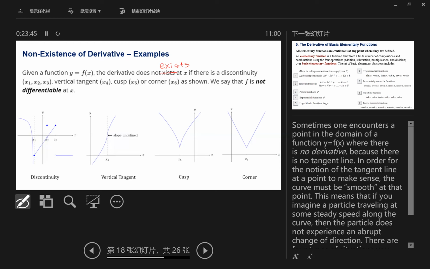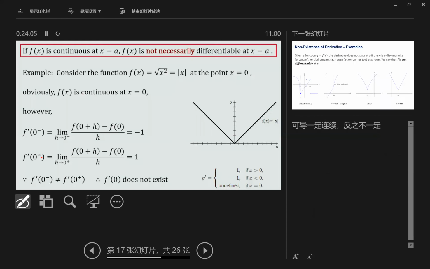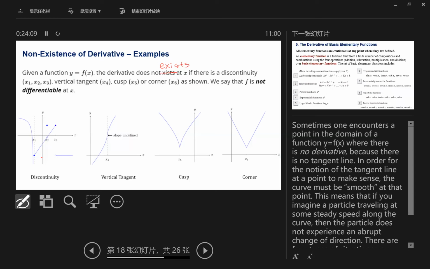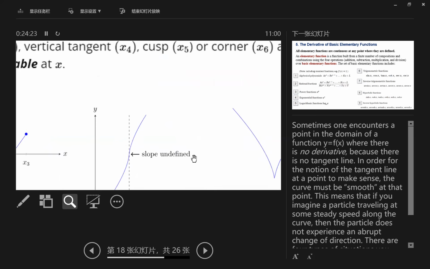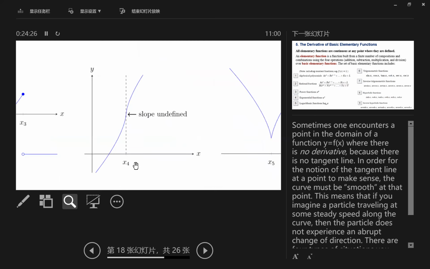So in the first graph, if there is a discontinuity at x1, x2, x3, then because it's discontinuous, according to the theorem we have just talked about, this function is of course not differentiable at these points, right? In the second graph, it says that sometimes you will have a vertical tangent, such as in the position of x4 here. Then at this point, this function is also not differentiable.